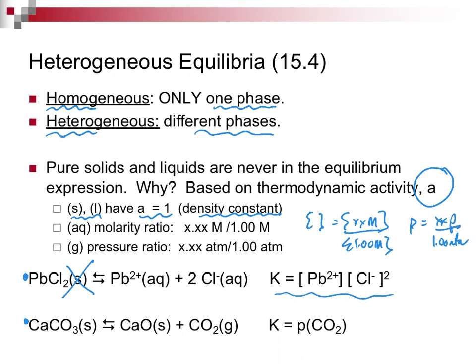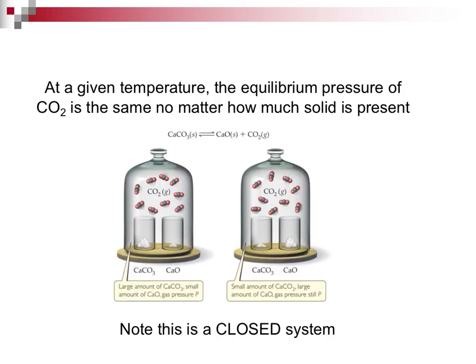If I want to write an equilibrium expression, no solid, no solid. Calcium carbonate to calcium oxide and CO2. The only thing that matters is the pressure of CO2. So I made even another slide for this one. If I have a given or a set temperature, the equilibrium pressure of CO2 is the same no matter how much solid is present. Now that just sounds weird, doesn't it?